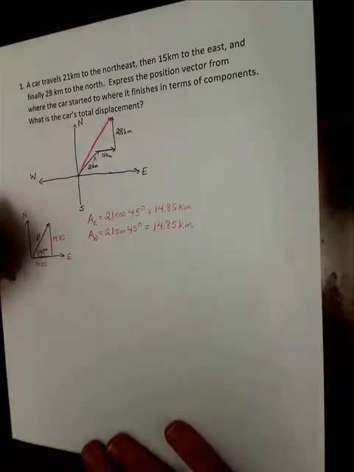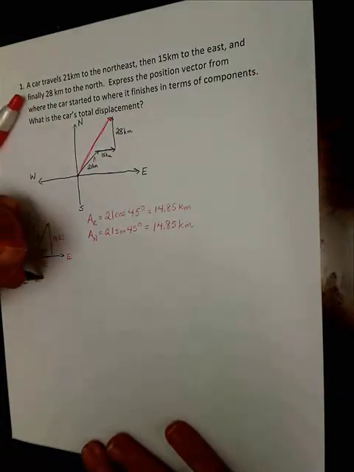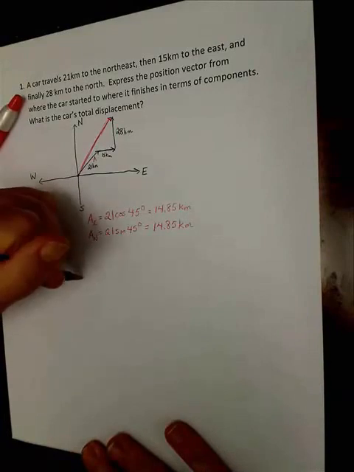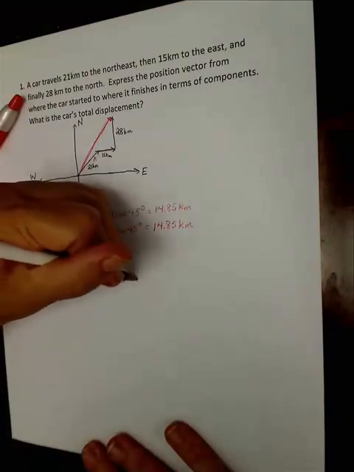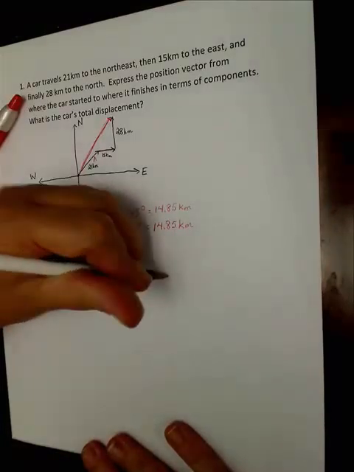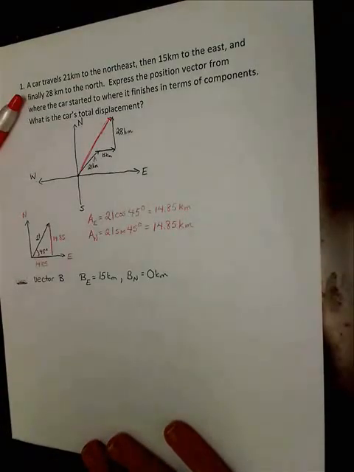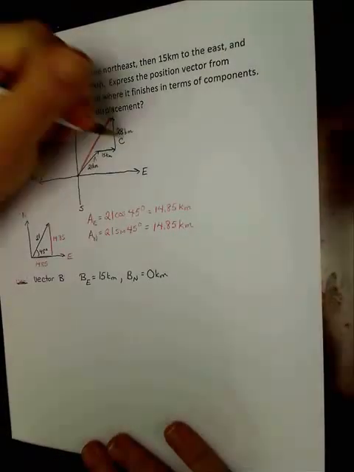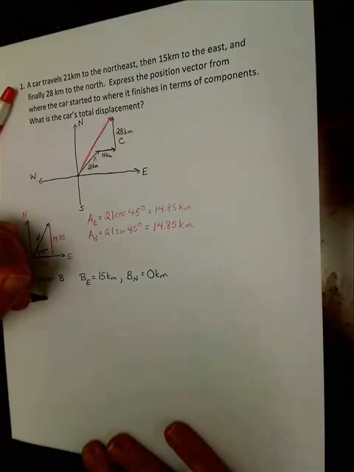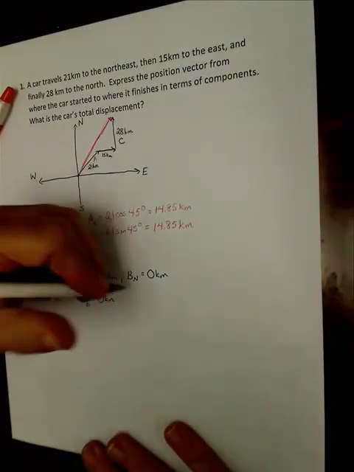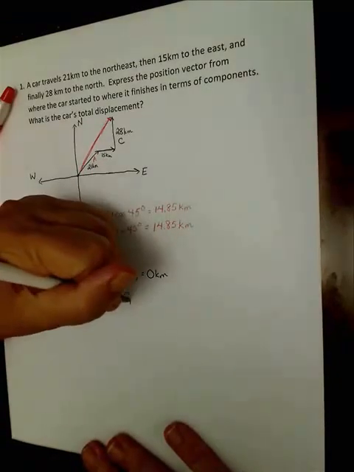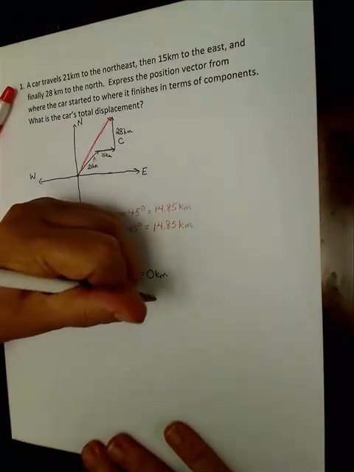Vector B, we're going to call this one that's going horizontally. Vector B, well, I don't really need to draw. It's all horizontal, so the east component is the 15 kilometers, and the north component is 0 kilometers. It does not go north at all. Okay, how about the last vector? We'll call it vector C. Vector C doesn't have any east component. It's going straight up, straight northwards on that diagram. And the north component is 28 kilometers.